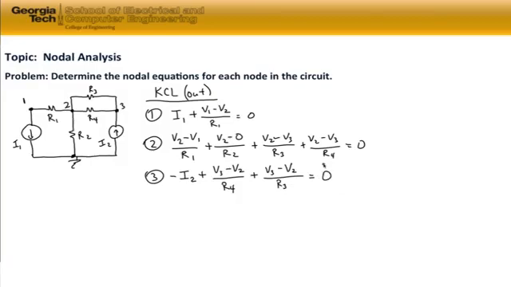So now we have our 3 equations and 3 unknowns. If we had values for the current sources and for the resistances, then we can solve for V1, V2, and V3 by combining like terms and then using either matrix analysis or process of elimination of variables in order to find the nodal voltages V1, V2, and V3.